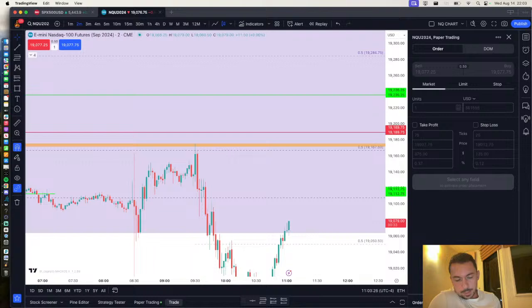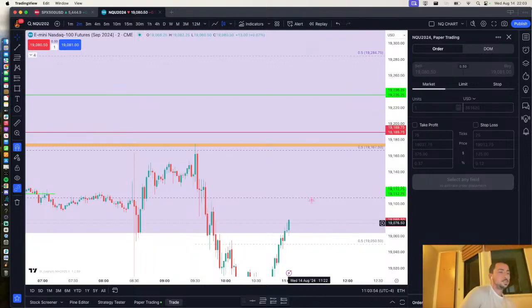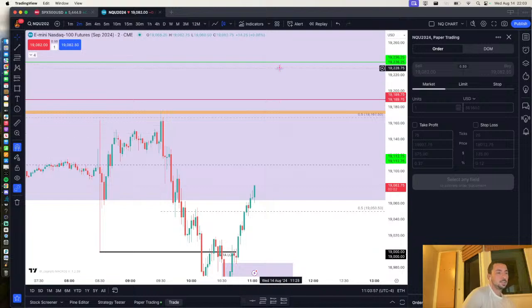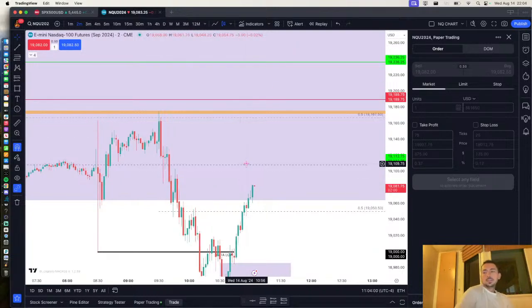Slow and steady wins the race, guys. We're about to hit midnight open. This is where you should take a majority of your profits, and then you can hold runners up to these highs. That is what you can do.